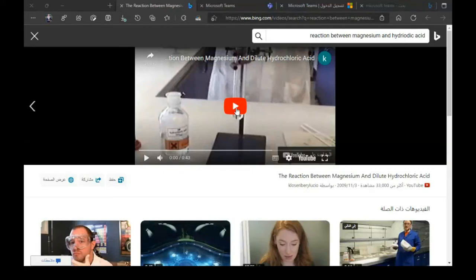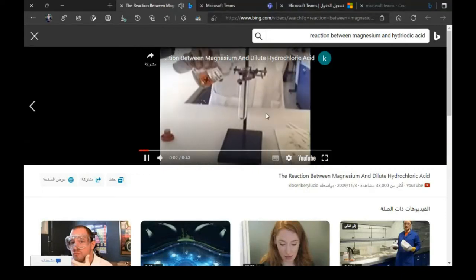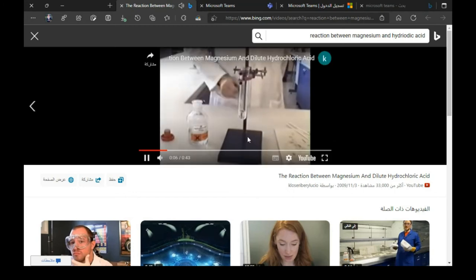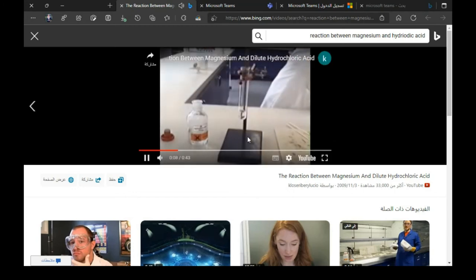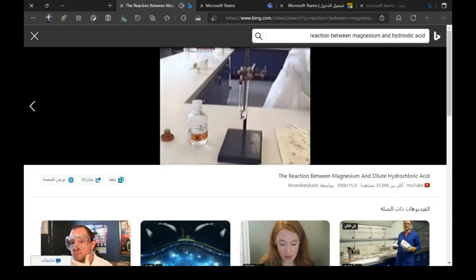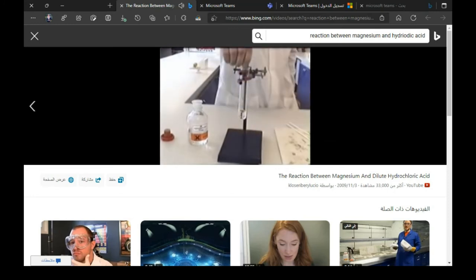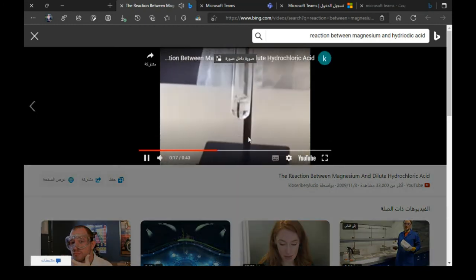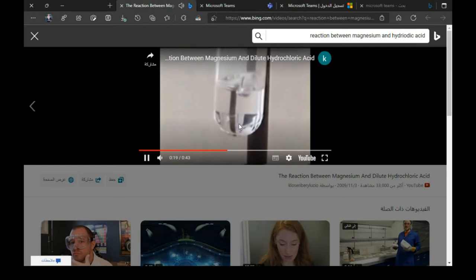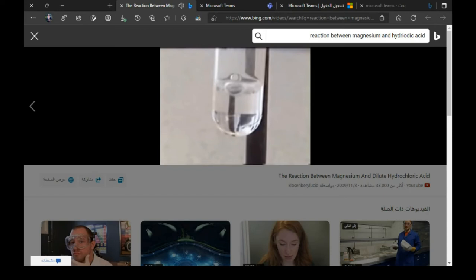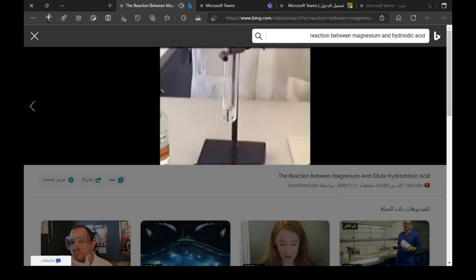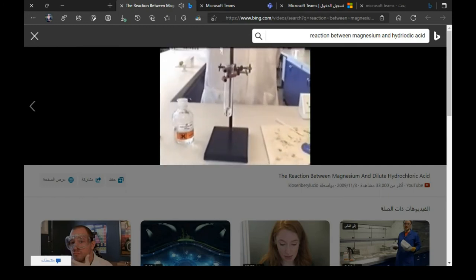What happens in front of you? You have a reaction between hydrochloric acid and magnesium. What will happen in front of you? Pay attention. When I put a piece of magnesium in hydrochloric acid, there are many bubbles produced from this reaction. These bubbles refer to the production of hydrogen gas from this chemical reaction.